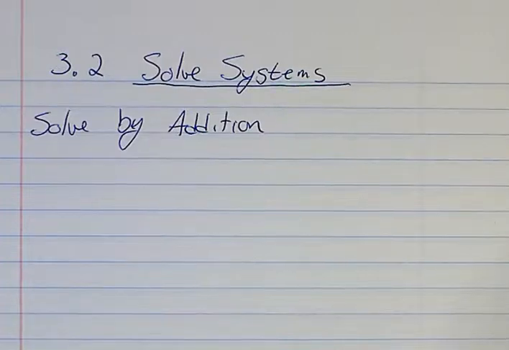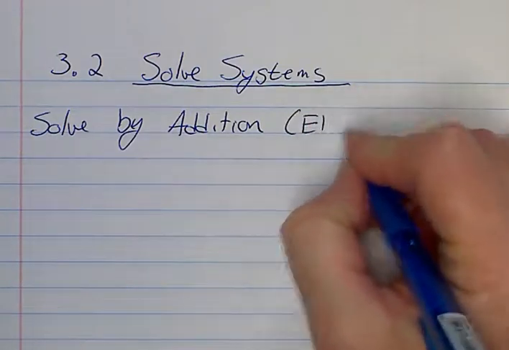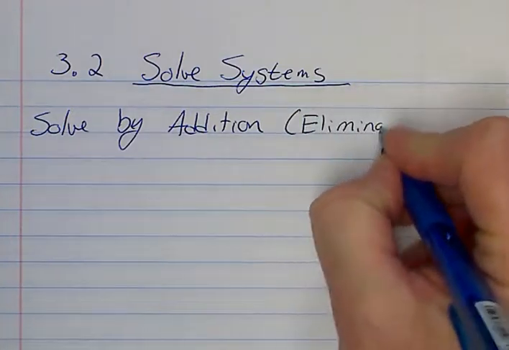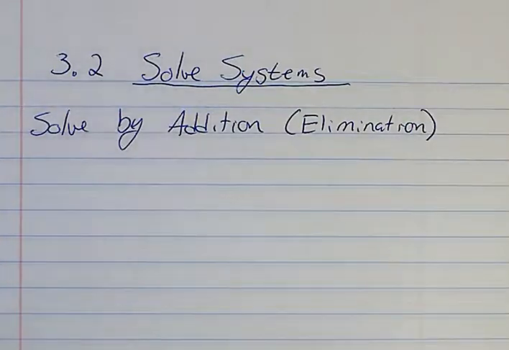Okay, so in 3.2, we're solving systems. And we're going to solve it two different ways. First way is we're going to solve by addition. And sometimes with addition, they call this elimination. So we'll kind of go back and forth on those, which way we call it here.